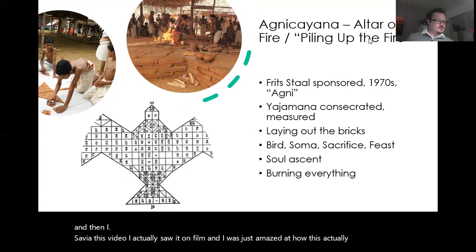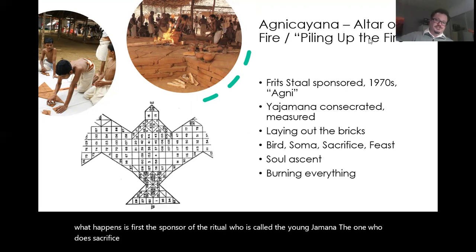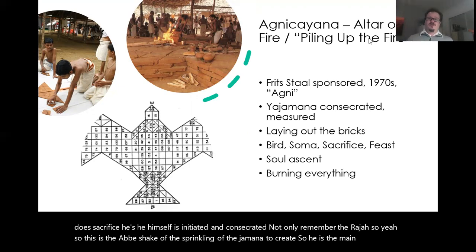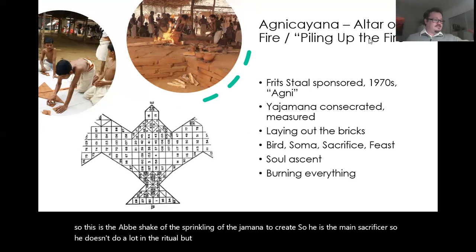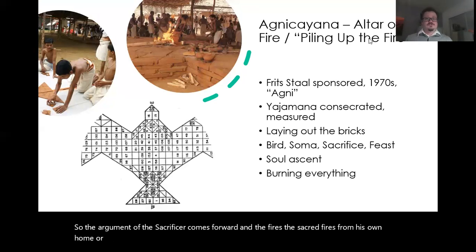So what happens is, first, the sponsor of the ritual, who is called the Yajamana, the one who does sacrifice, he's consecrated. He himself is initiated and consecrated. You remember the Rajasuya, so this is the Abhisheka, the sprinkling of the Yajamana. He is the main sacrificer. So he doesn't do a lot in the ritual, but he gets all the benefits of the ritual. So the Yajamana comes forward, and the sacred fires from his own home are the fires that are used to kindle the flame used in this ritual.